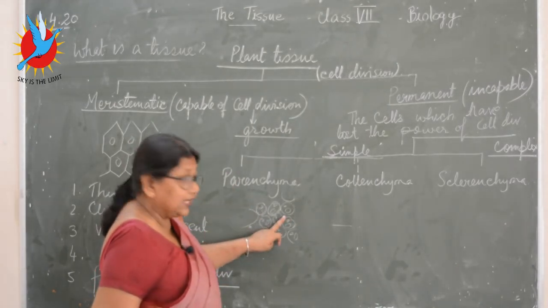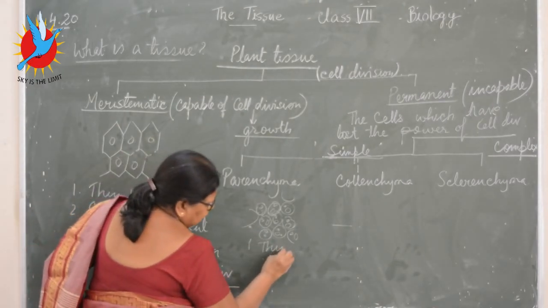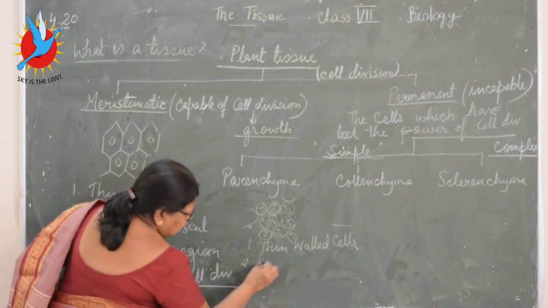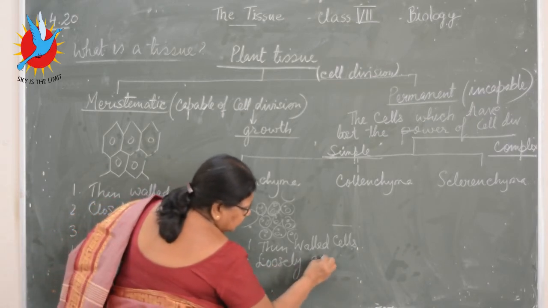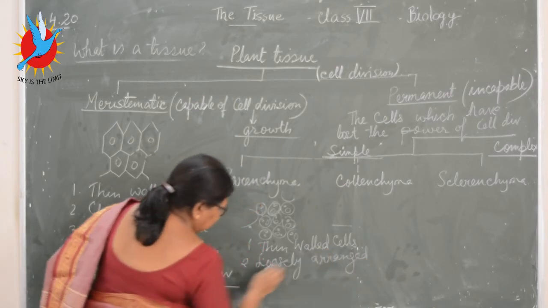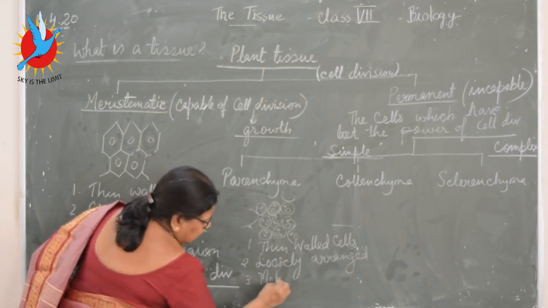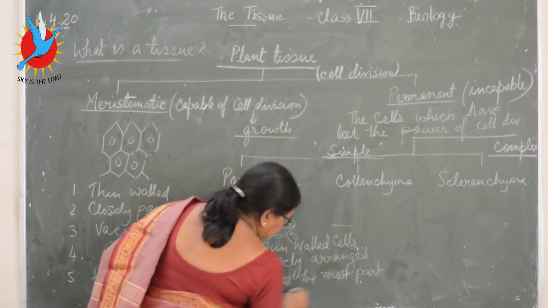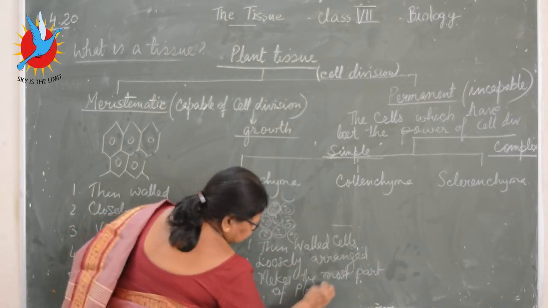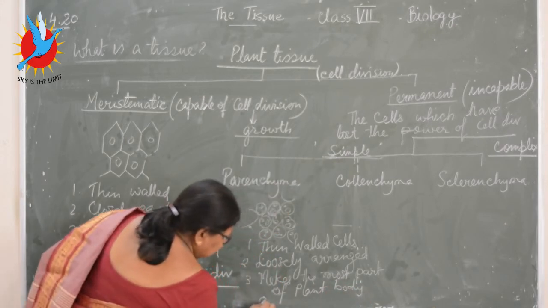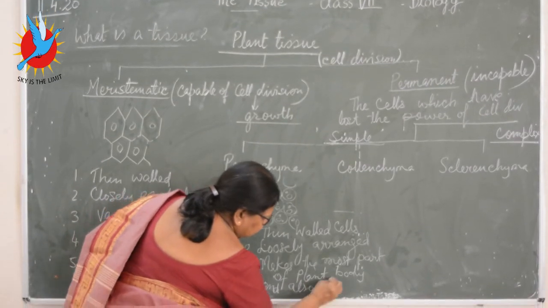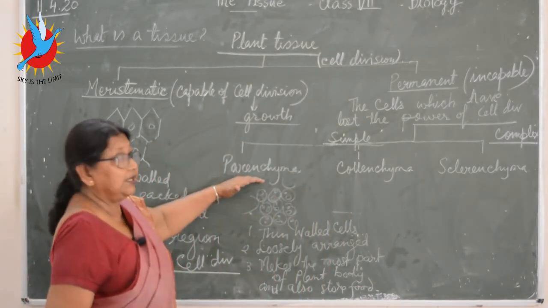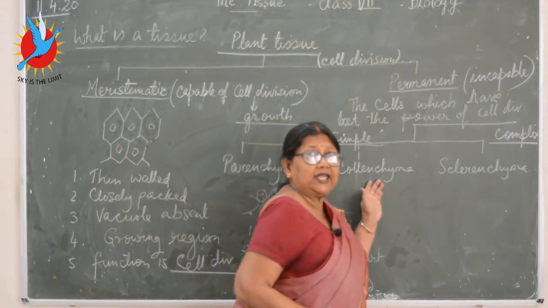Thin-walled, loosely arranged, I'll write it for you. Thin wall cells, loosely arranged, makes the most part of the plant body. And also store food. So parenchyma, first type. Second one is the collenchyma.